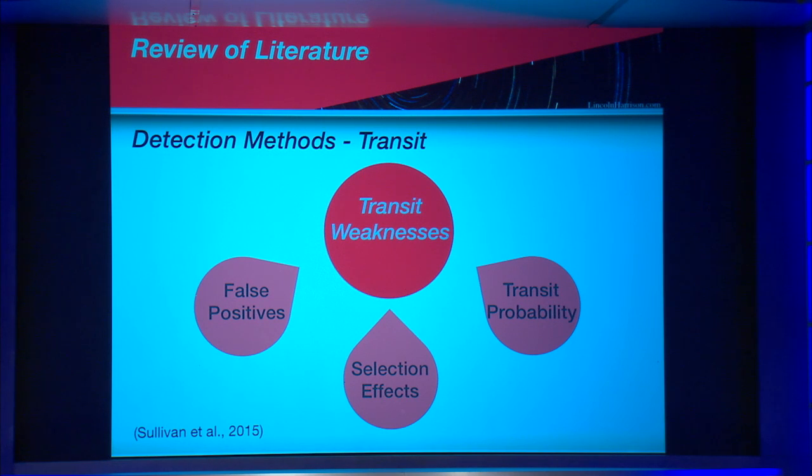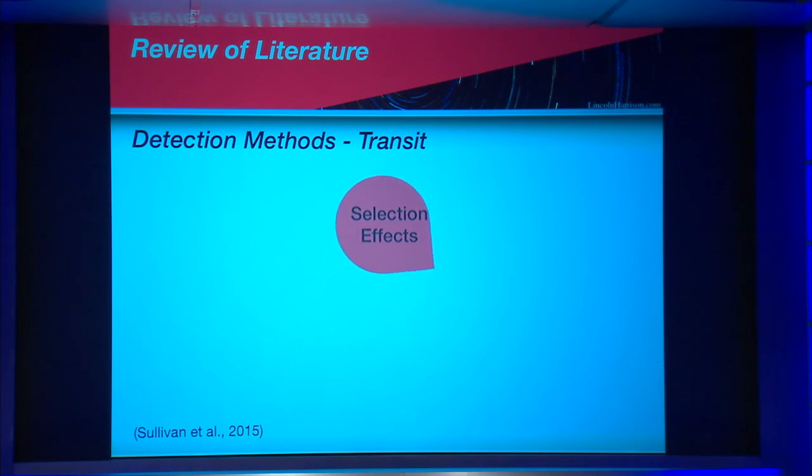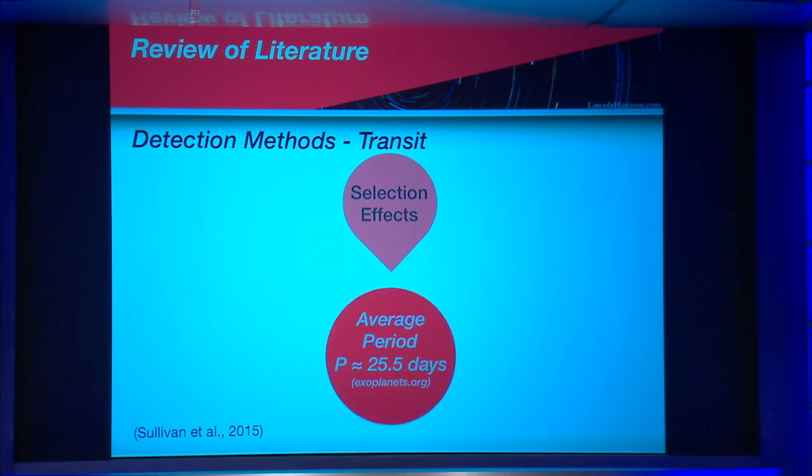In addition, transit probability decreases as semi-major axis, or the distance between the planet and the star, increases, meaning the probability to detect longer period planets is lower. Selection effects also dictate that larger planets closer to the star are easier to detect with the transit method because they block out more of the star's light. In fact, the average period of a transiting exoplanet is only 25.5 days. Since Jupiter analogs have periods in the range of 5 to 15 years, this method is ineffective.